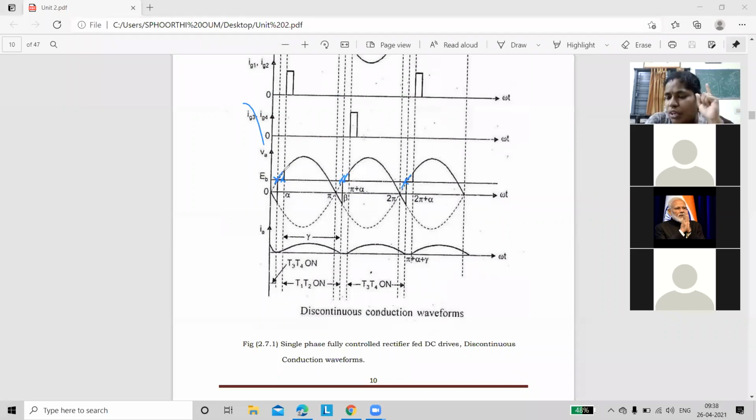So the first case is we are using a freewheeling diode. In the second case, you are decreasing the firing angle. Is there any third chance? That is the third way to get the continuous waveform.